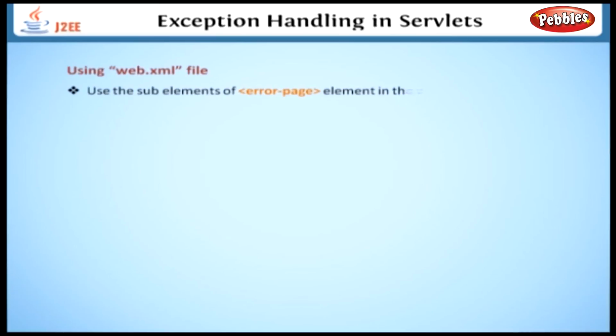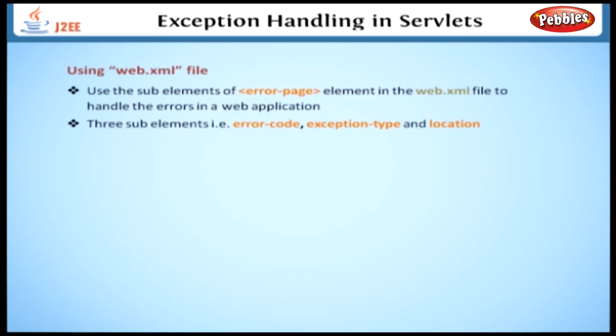Here we can use the sub-elements of the error-page element in the web.xml file to handle the errors in a web application. We have three sub-elements in this element, i.e. the error-code, exception-type, and the location elements. If we are writing the servlets to handle the exception using error codes, then we have to specify the error-code element and the location element in the web.xml file. Here the error code is used to specify the type of error, and location is the file that the container maps when the error occurs corresponding to this error code.